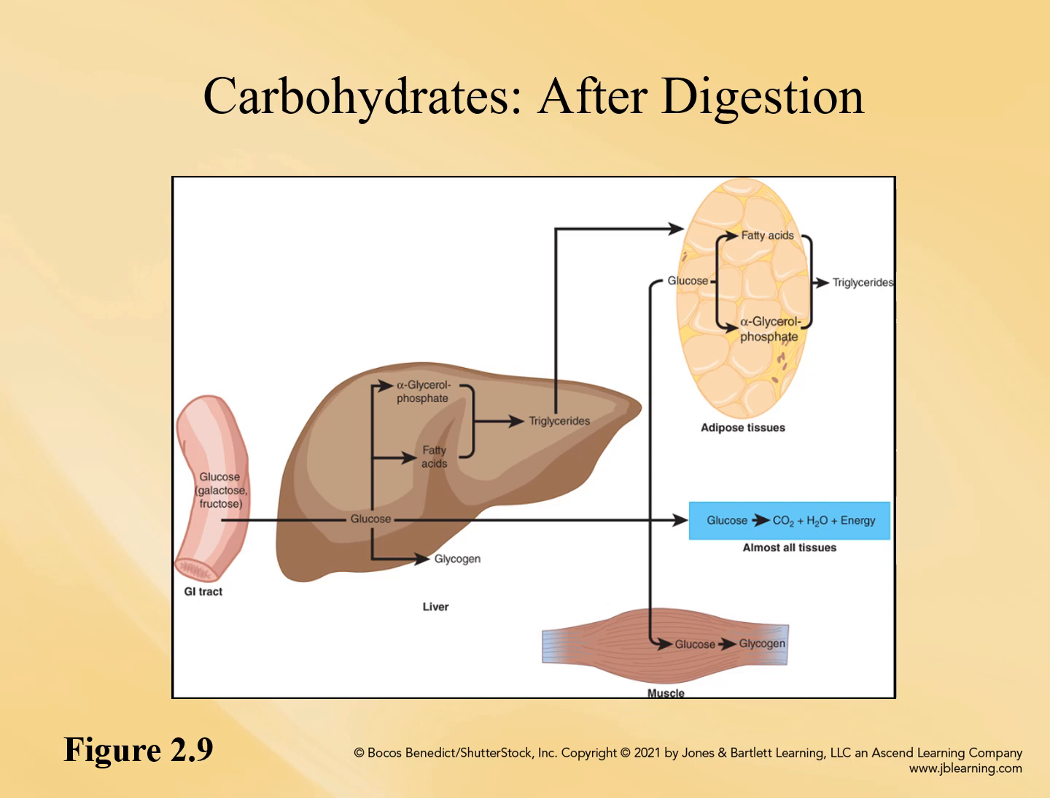Glucose can be released to almost all tissues, and particularly the working tissues, to generate energy. Glucose can be directly converted into triglycerides at the adipose tissue. And glucose also goes to the muscle, where it can be used for fuel or stored as glycogen. So there are many places where glucose can go. It can be stored in the liver, converted to triglycerides at the liver, or go to the adipose tissue. It can be used by nearly all tissues for energy, and also used at a muscle for work.